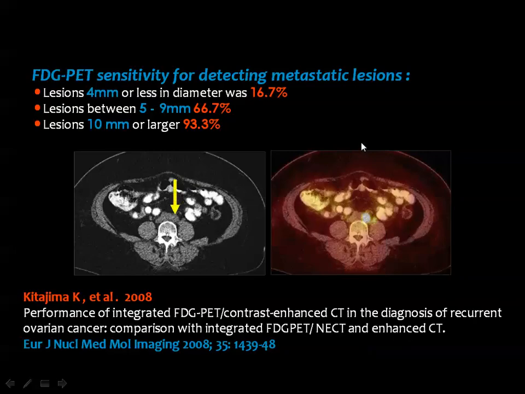Then the sensitivity of PET-CT in detecting metastatic lesions, according to the literature: for lesions less than 4 millimeters, the sensitivity is about 16%. Lesions between 5 and 9 millimeters, the sensitivity is about 66%. Lesions 10 millimeters or above, the sensitivity is about 93%.